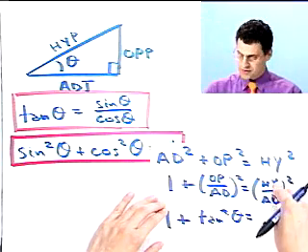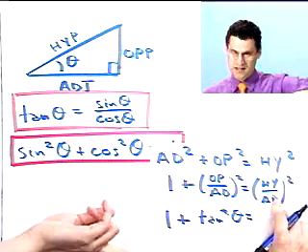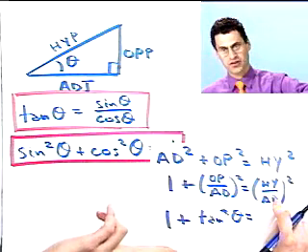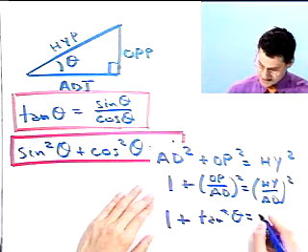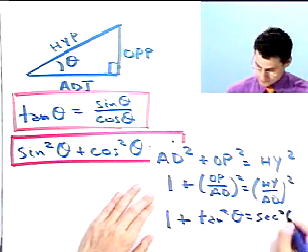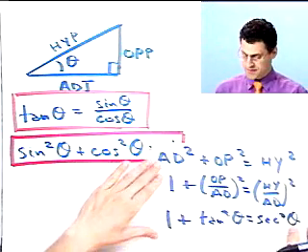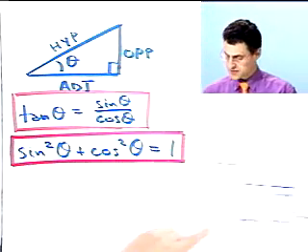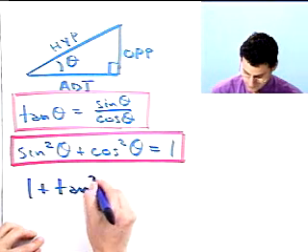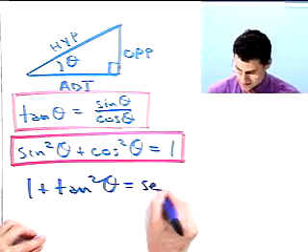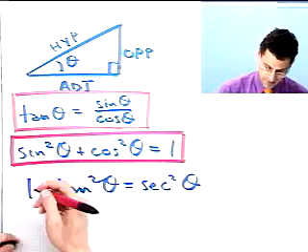And what's hypotenuse over adjacent? Well, hypotenuse over adjacent is sort of the flip of adjacent over hypotenuse, which is cosine. So what's the flip of cosine? Well, that's secant. So this would be secant squared. So I just discovered another identity by using the Pythagorean theorem: 1 plus tangent squared equals secant squared. So there's another identity. That's pretty cool.